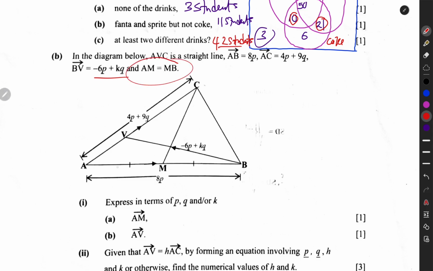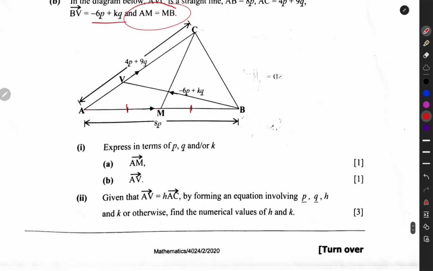So AM, where is AM? AM is equal to MB, which means these are equal. Now express in terms of P, Q, and K.